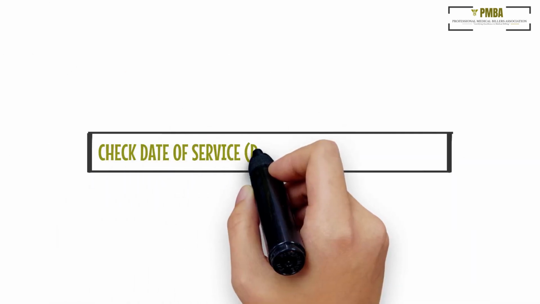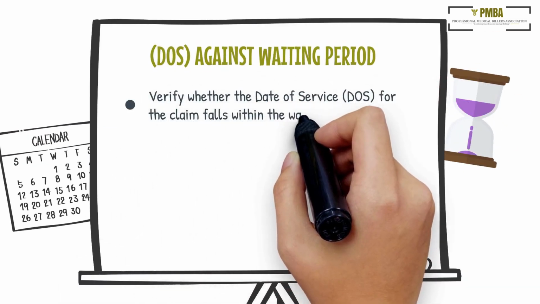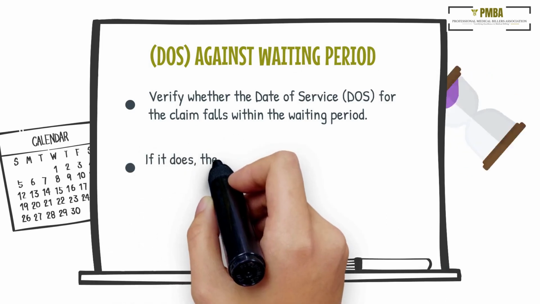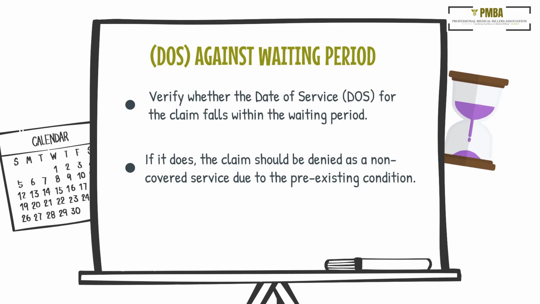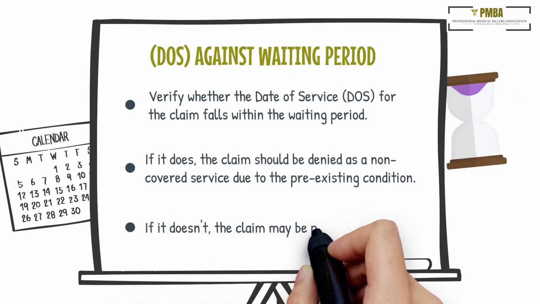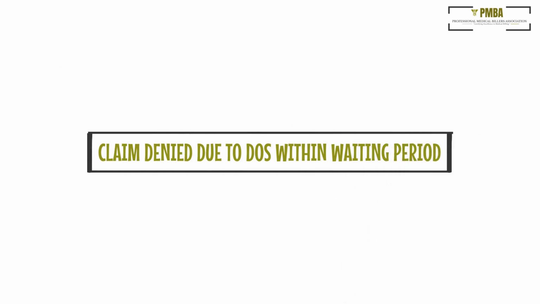Check date of service, DOS, against waiting period. Verify whether the date of service, DOS, for the claim falls within the waiting period. If it does, the claim should be denied as a non-covered service due to the pre-existing condition. If it doesn't, the claim may be processed. Claim denied due to DOS within waiting period.